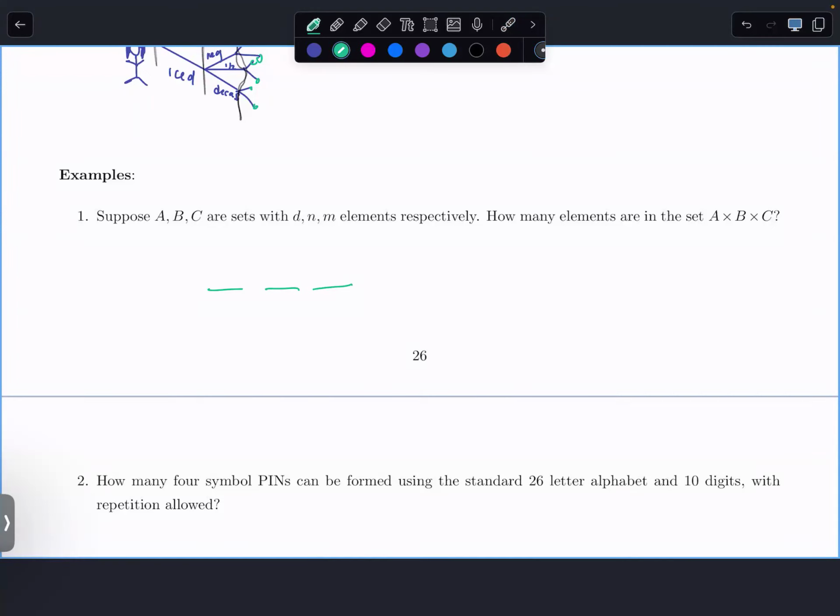How many things could go in spot number 1? D many things. How many things could go in spot number 2? N many things. How many things can go in spot number 3? M. How many things are in this set, A cross B cross C? Good. Oh, I should use capital N. That was a product you said there, right, Whitney? D times N times M.